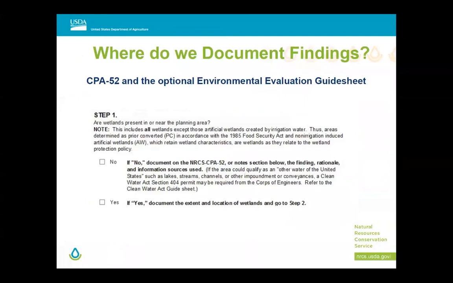But if the answer is no, then it's very simple. I looked at all the data, there were no wetlands present, I check no, I'm done with the guide sheet. I would document on my CPA 52 form, no wetlands present, and I'd carry on. But that's still me following the process. And so if yes, then you would move on to step 2.